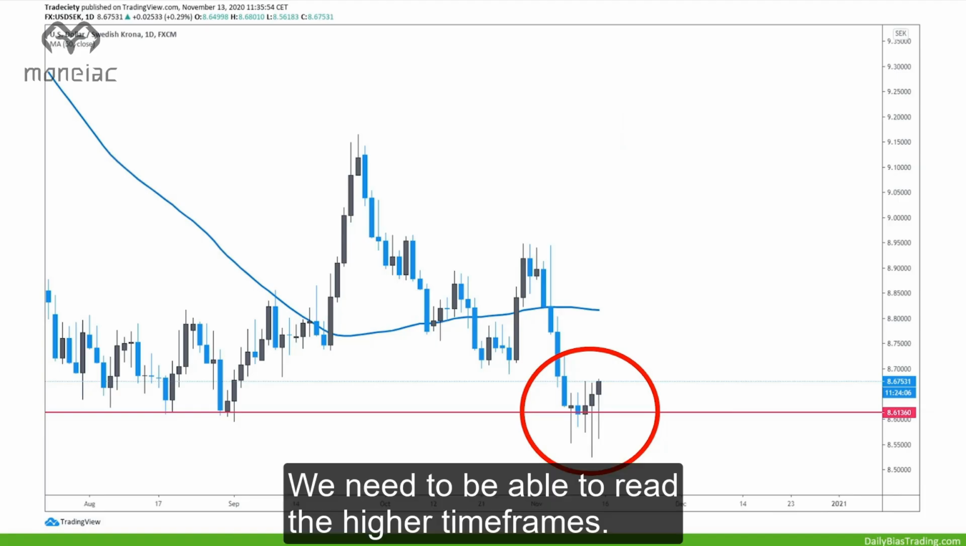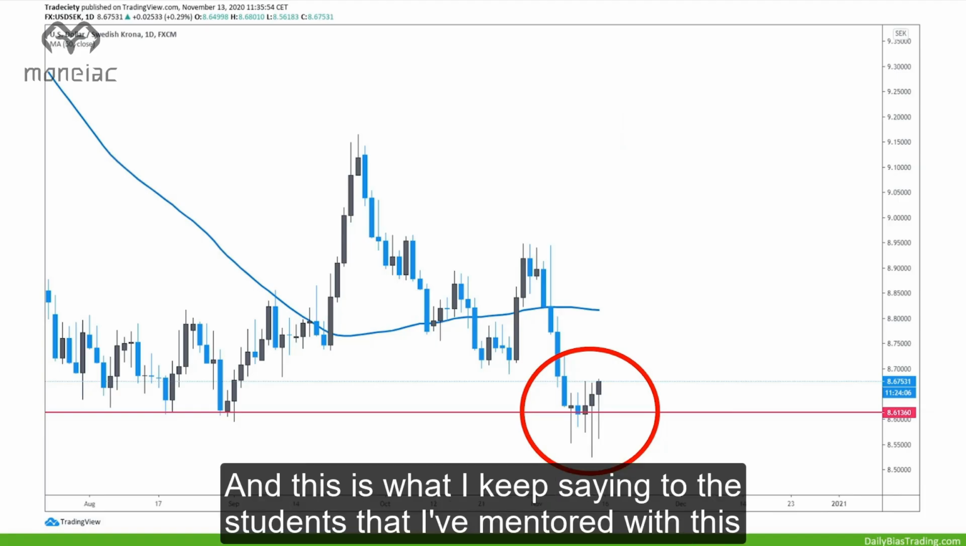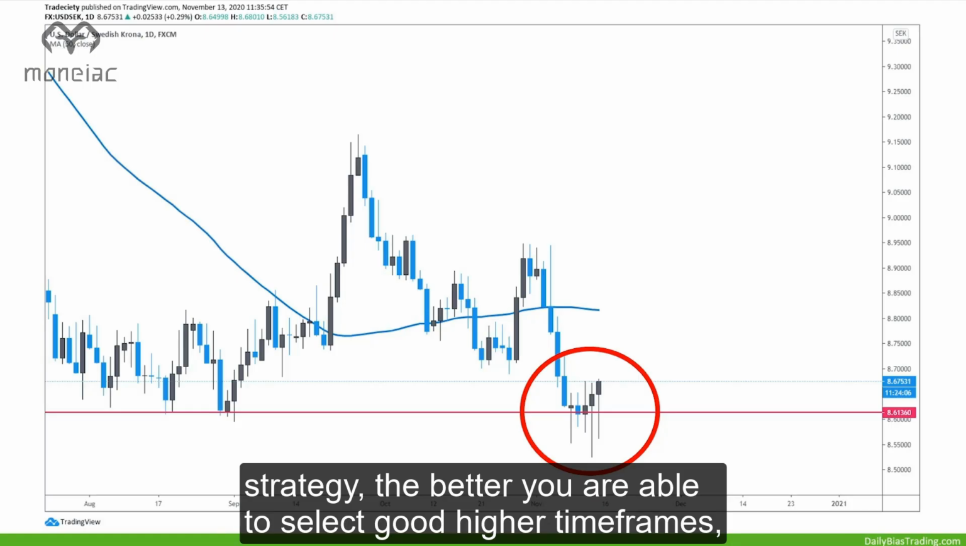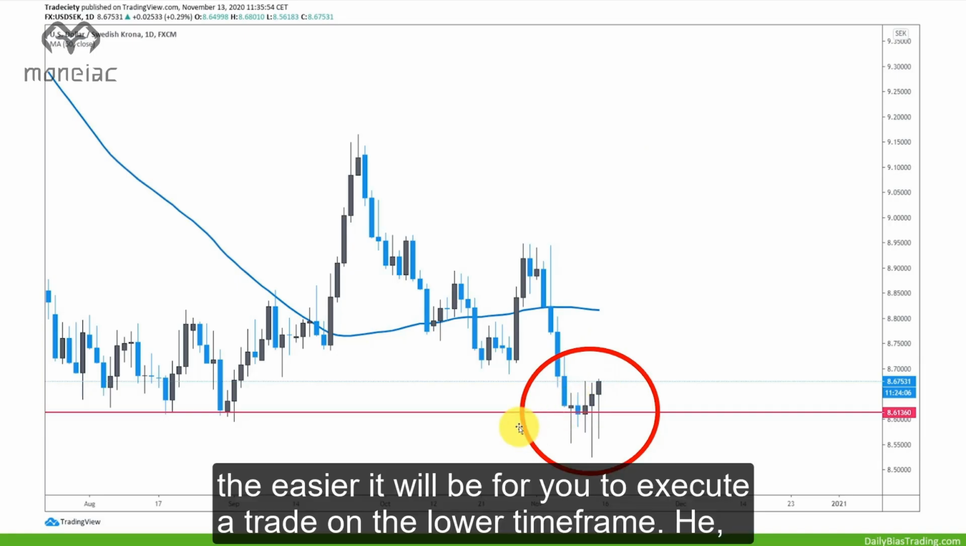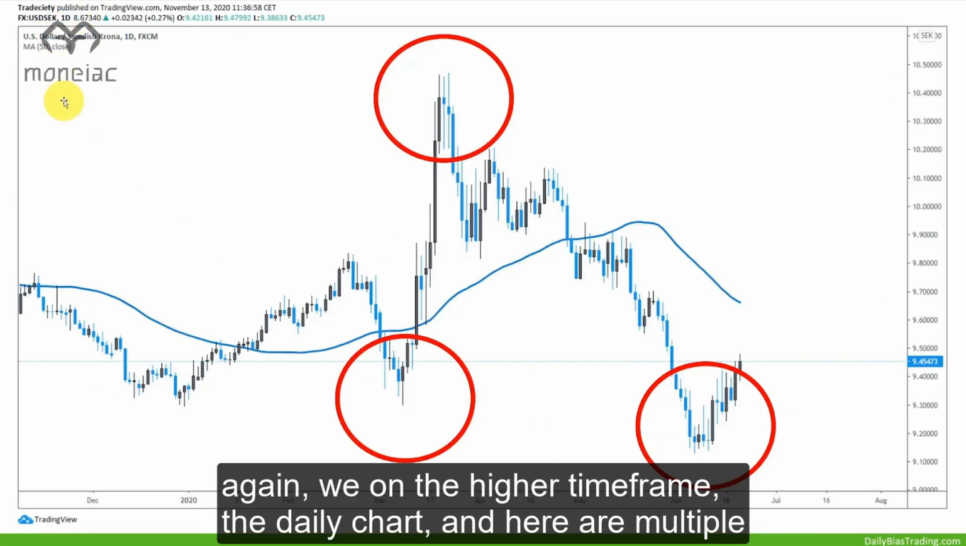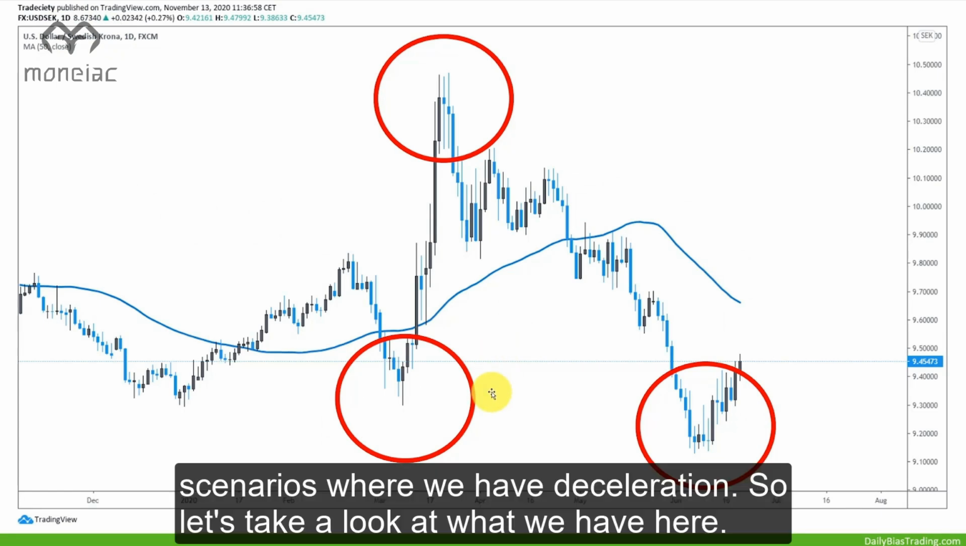We need to be able to read the higher time frames. And this is what I keep saying to the students that I've mentored with this strategy. The better you are able to select good higher time frames, the better you are able to find deceleration situations on the higher time frames, the easier it will be for you to execute the trades on the lower time frame. Here again, we are on the higher time frame, the daily chart, and here are multiple scenarios where we have deceleration. So let's take a look at what we have here.